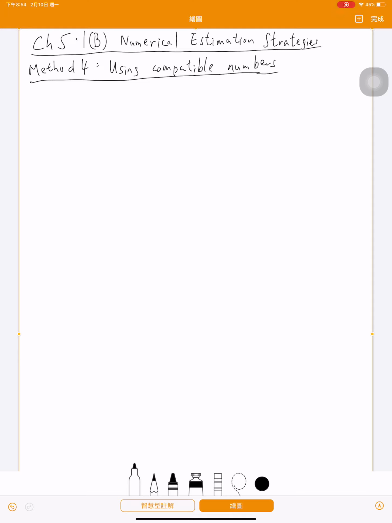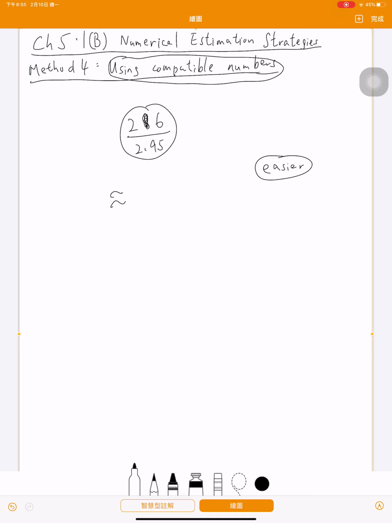How does this work? For example, 26 divided by 2.95. If I want you to calculate this number, you may need a lot of work, right? These two numbers cannot divide so easily, right? So the concept of using compatible numbers is that we change the numbers a little bit such that it can be calculated more easily. How can we calculate more easily?